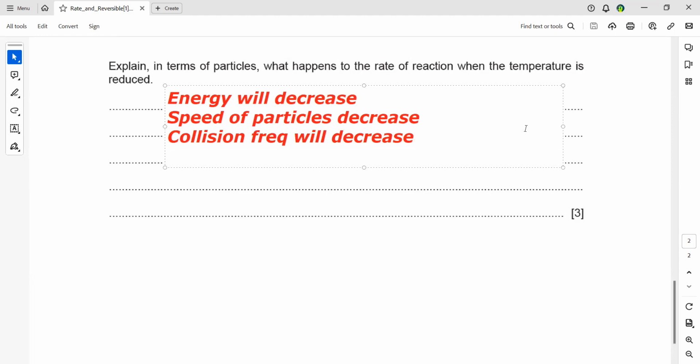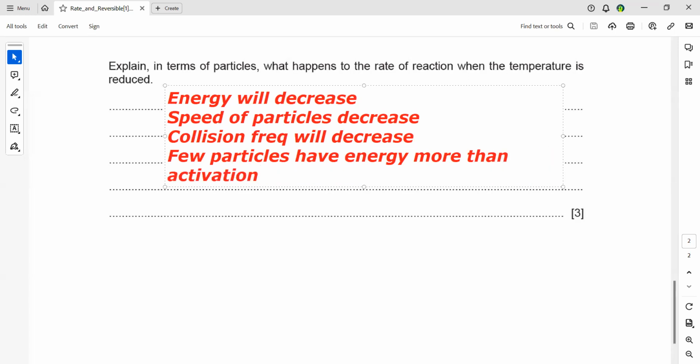And there will be few particles that have energy more than the activation energy. If few particles have energy more than activation energy, the rate of reaction will decrease, or slow down. So this was a pop quiz which was related to rate and reversible reactions.